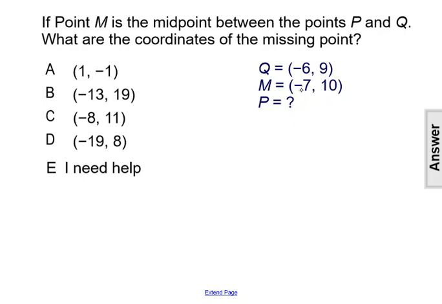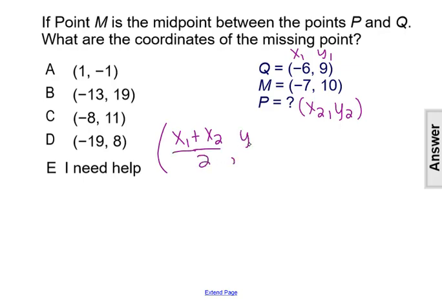So we know that the midpoint is -7, 10. So if we had our midpoint formula, we can set it equal to -7 and 10 and then solve for the missing value that we're looking for. We know that x1 and y1 is -6 and 9, so we're looking for that missing x2 and y2. So if we have our midpoint formula, we have x1 plus x2 over 2 and y1 plus y2 over 2.